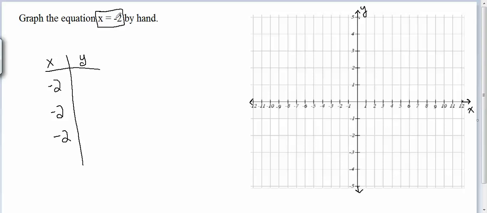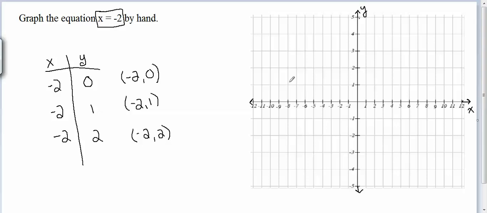We might go to those normal values that we like to pick of 0, 1, and 2, or you could pick 50, 100, and negative 35. Anything you want. This equation has no y in it, which means we are free to choose anything we like for y. I'll go ahead and put in those values that we like, 0, 1, and 2. Once we've done this, we can construct the ordered pairs we need to complete our graph. So we've got negative 2, 0, negative 2, 1, and negative 2, 2.